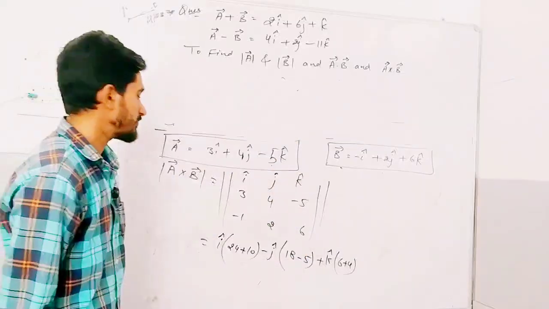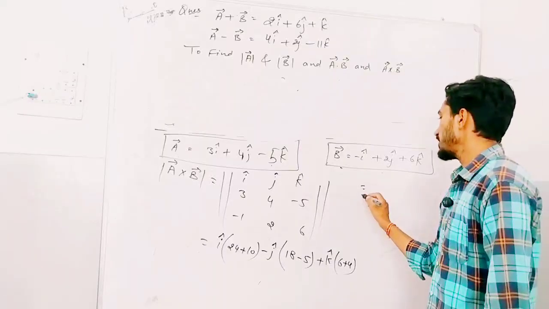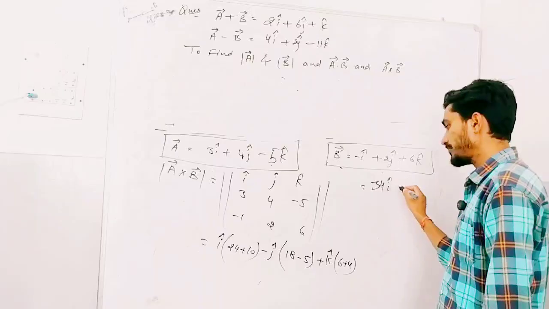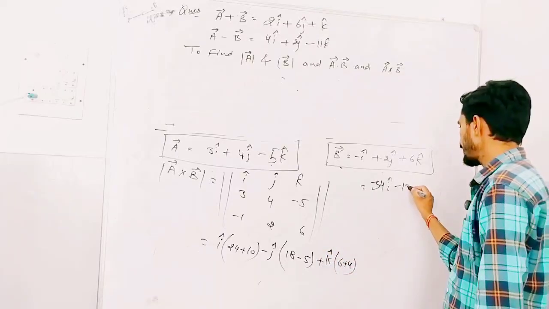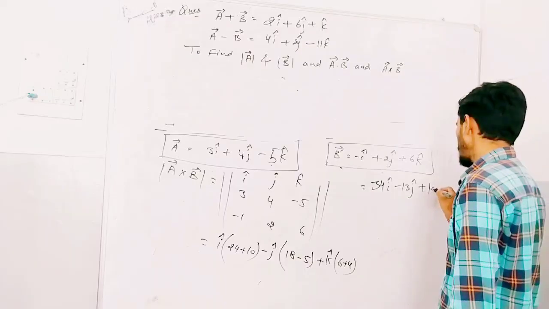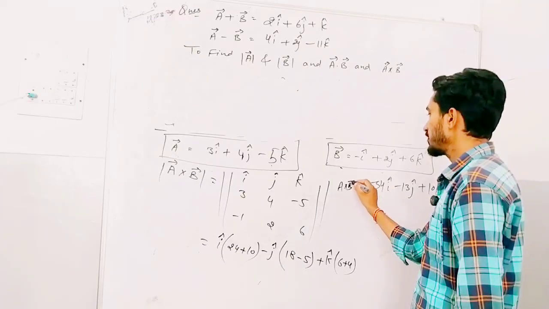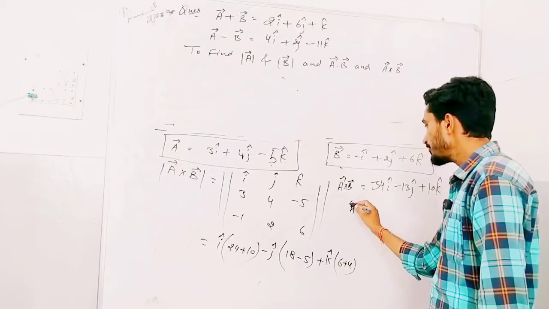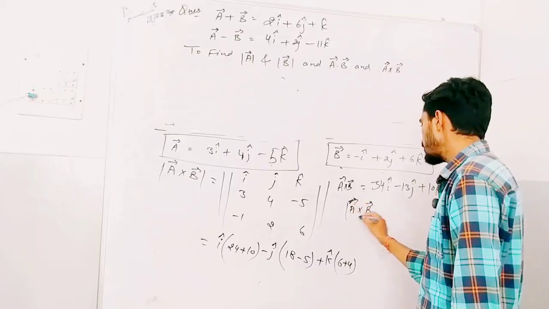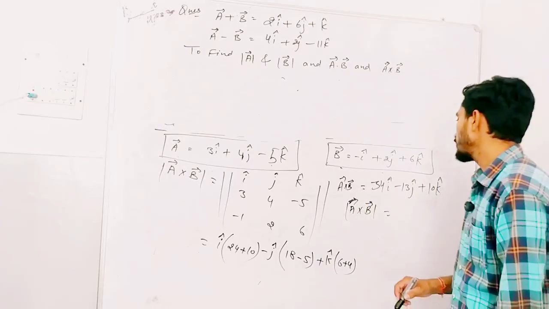Then what will this give? A cross B gives the answer of, what is the answer? 34 i cap minus 13 j cap, and then plus 10 k cap. This is A cross B. But I have to find A cross B magnitude also. If we have to find magnitude, then 34 square is, what is 34 square?